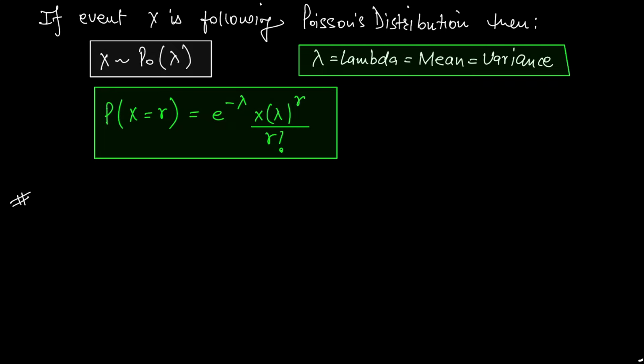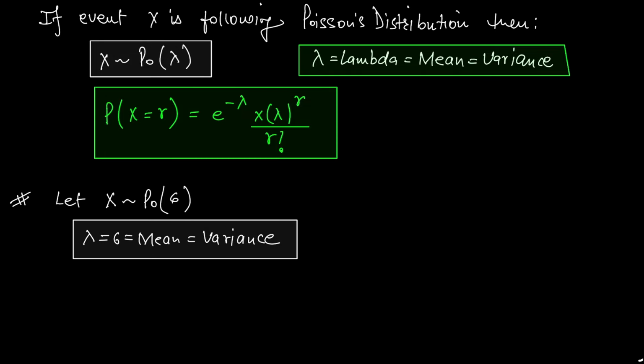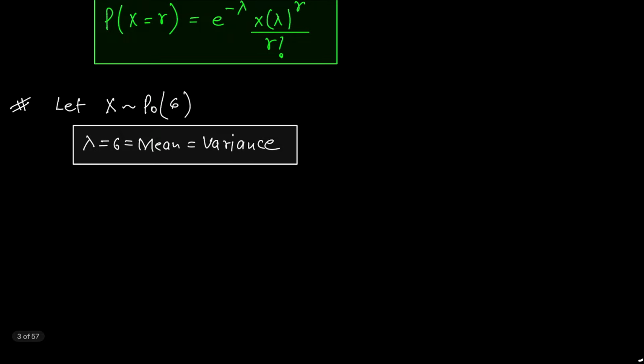Suppose X follows Poisson distribution with mean as 6. When I'm writing 6, it actually represents mean and variance both, right? So this is actually the condition for Poisson distribution. If mean and variance are equal, then only the data can be modeled by Poisson distribution. Now first, what will be the probability of X equals 3?